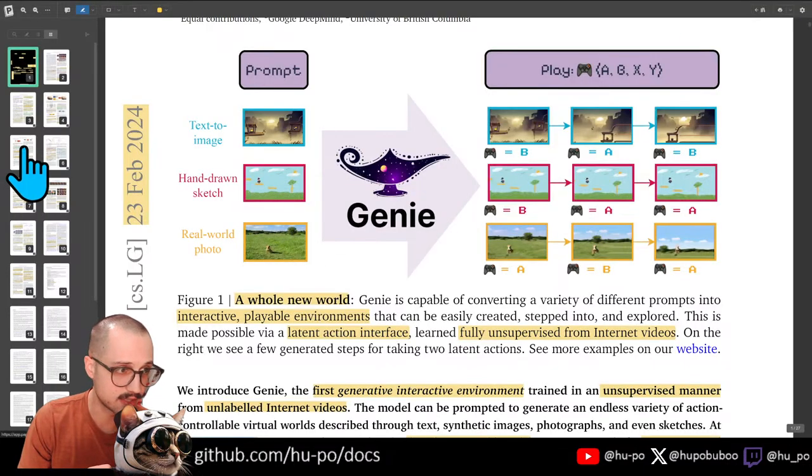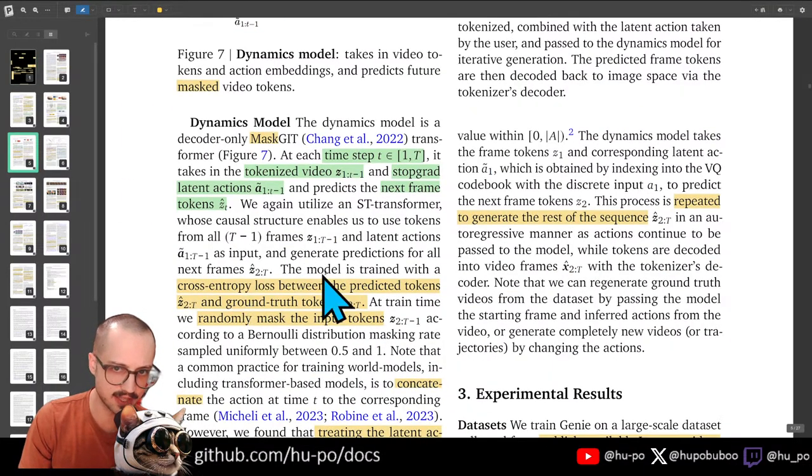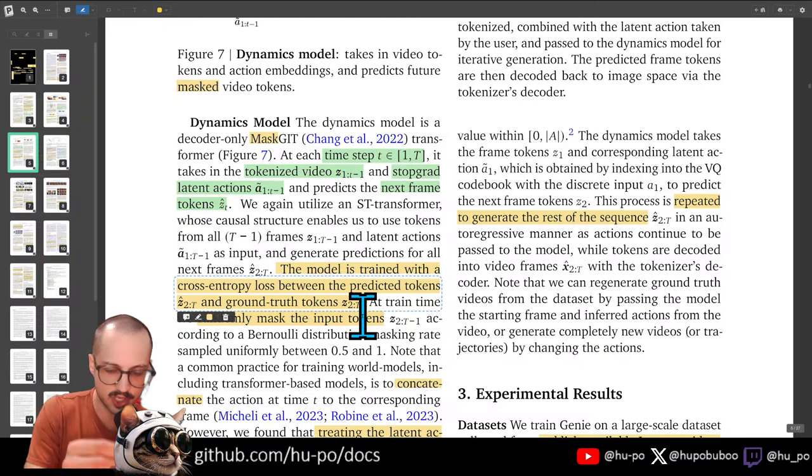So for example, in yesterday's Genie paper, the way that they are training this is the model is trained with a cross-entropy loss between the predicted tokens and the ground truth tokens. So cross-entropy loss, anytime you see that, you should think classification, right? Every token is a classification problem where you're picking which token out of 100 possible tokens it is. So once you discretize the space of tokens, you turn it into a classification problem and you can train with a cross-entropy loss.